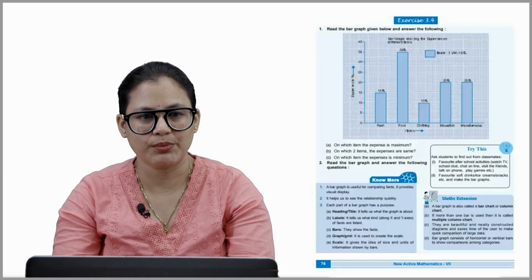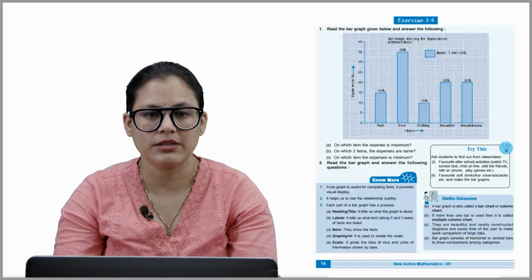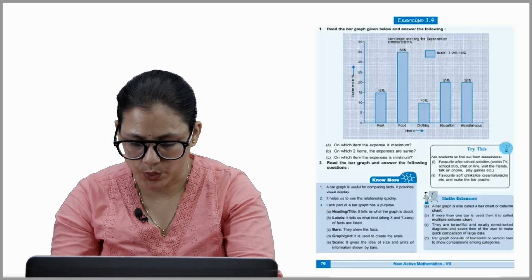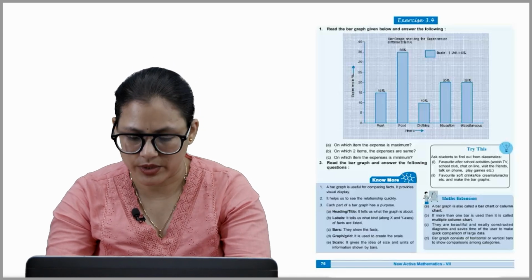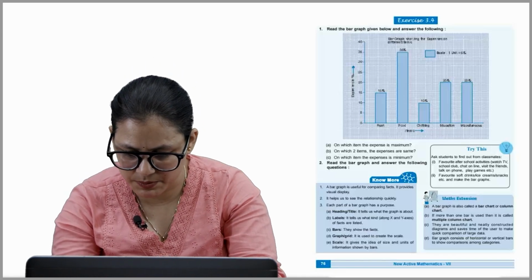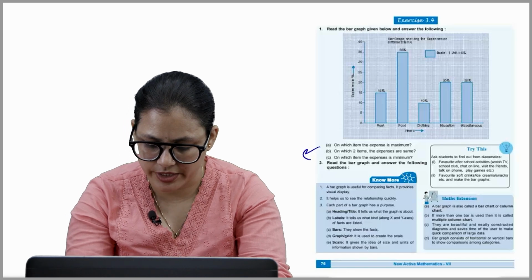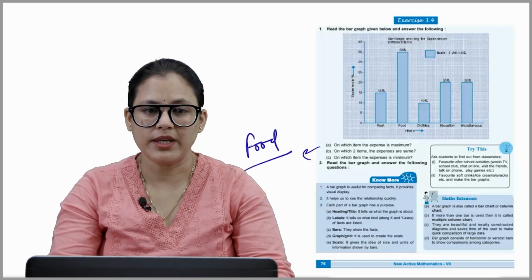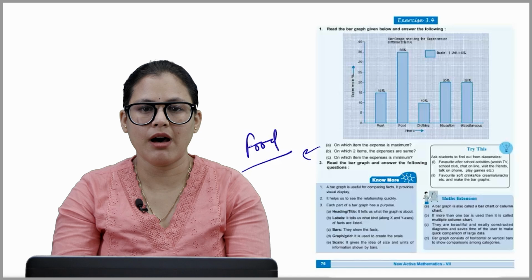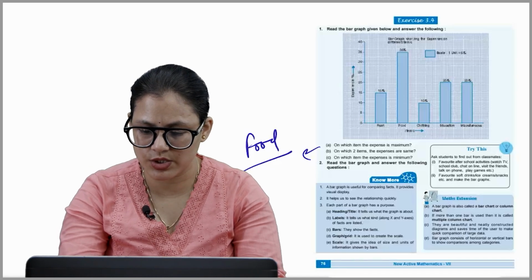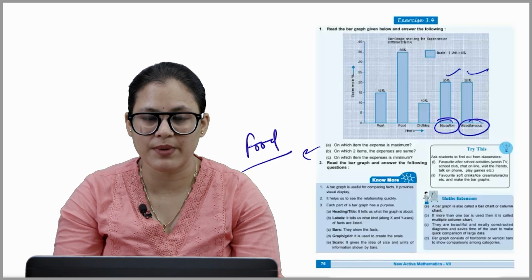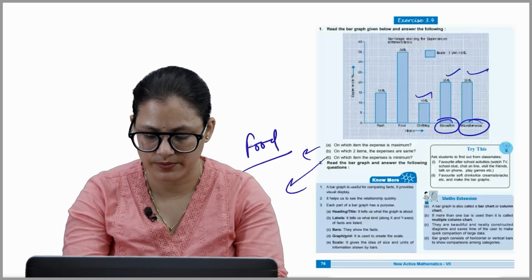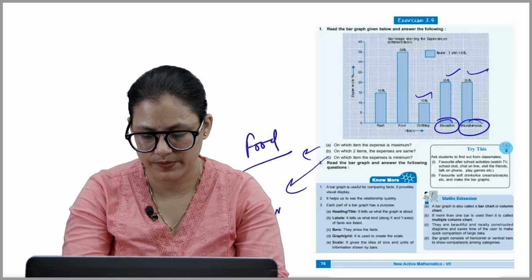Let's do exercise 3.4. Read the bar graph given below and answer the questions. A, on which item is the expense maximum? You can see the maximum expense is on food, so you will write food. B, on which 2 items are the expenses the same? Here you can see these 2 are the same, so you will write these here. And C, on which item is the expense minimum? Minimum is on what? This one. What is this? Clothing.